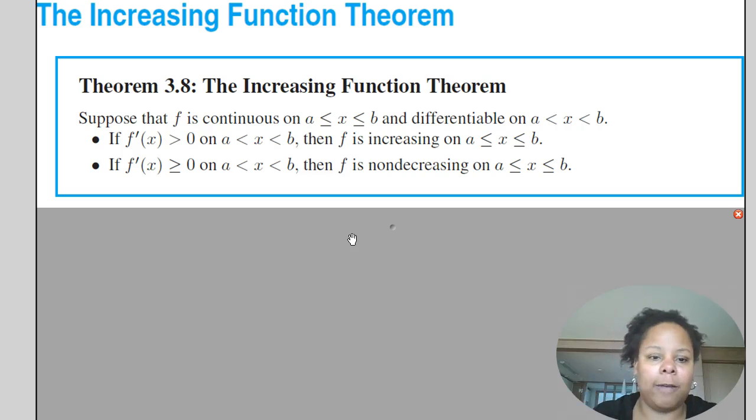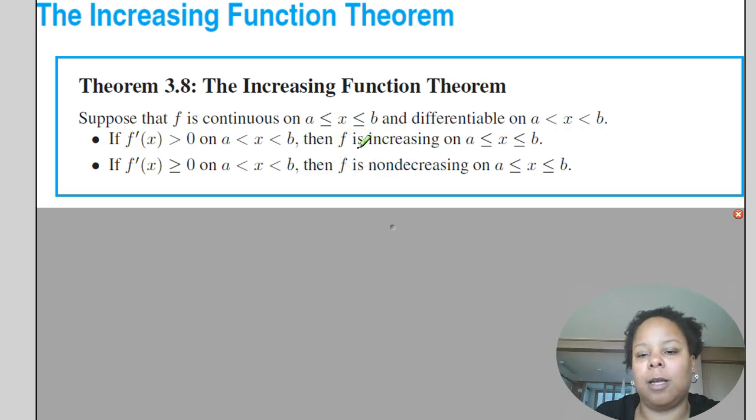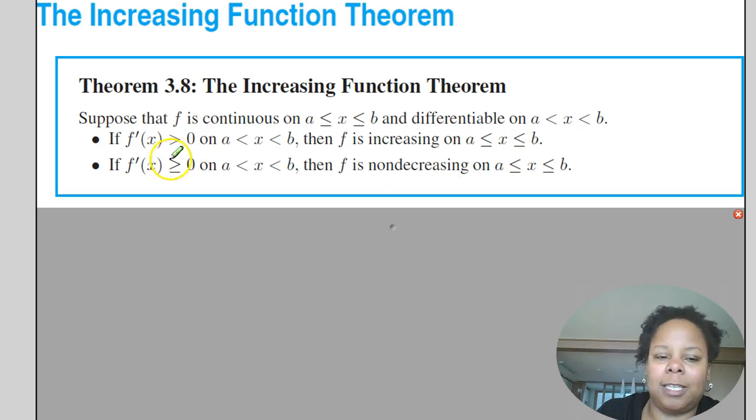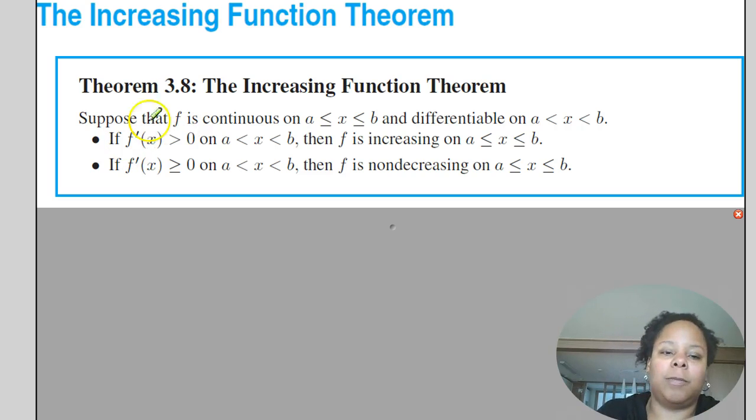So it says if you have f being continuous on the closed interval a, b, and differentiable on the open interval a, b, if the derivative of f is positive on a to b, then f is increasing on the closed interval a to b. I know some of you are like, well, that's obvious because the first derivative being positive means the rate of change is positive. Well, you can prove this using the mean value theorem.